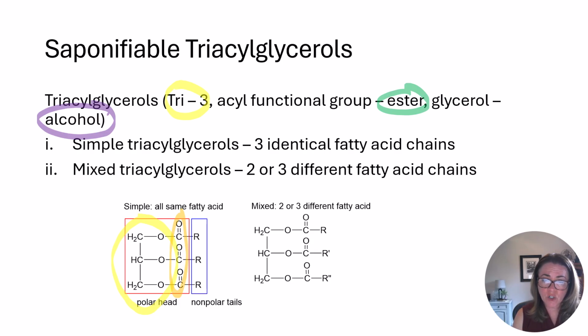If I have 2 or 3 different fatty acid chains, this is called a mixed triacylglycerol. And as you can see here, this indicates that I have 3 different chains, R prime, R double prime.